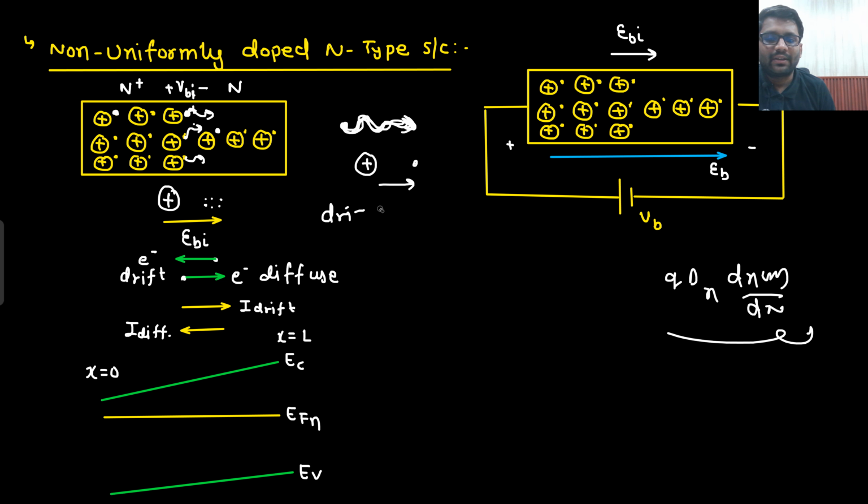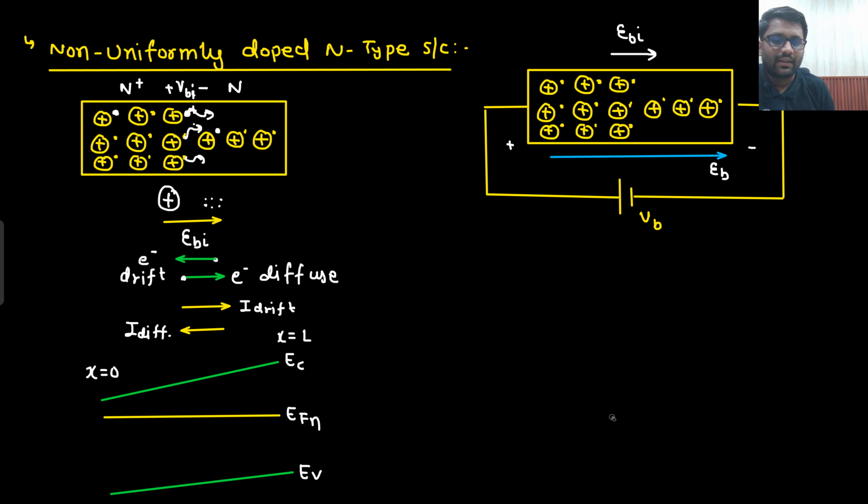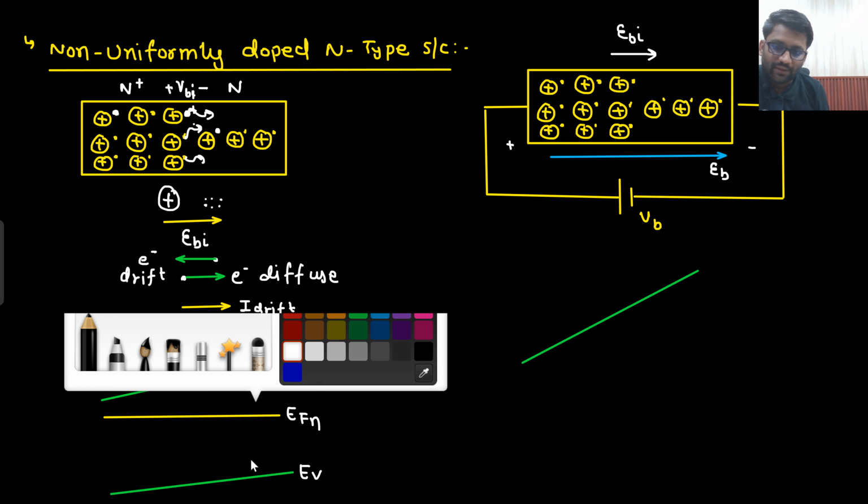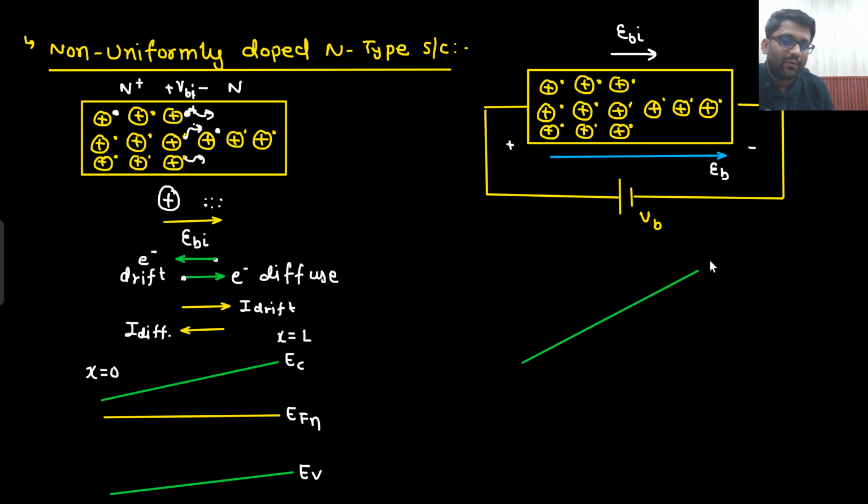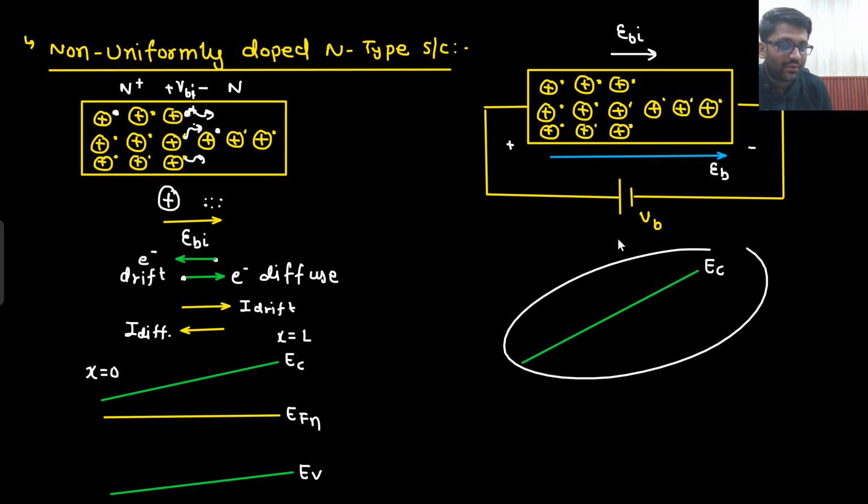Although this is not important, I will directly make the diagram. Here, EB plus EBI, that means the electric field has become stronger. So this slope would become even stronger. Here I was having this much slope, here I would have even more slope. But again, this diagram is not completely correct.